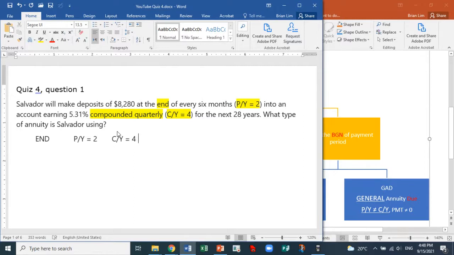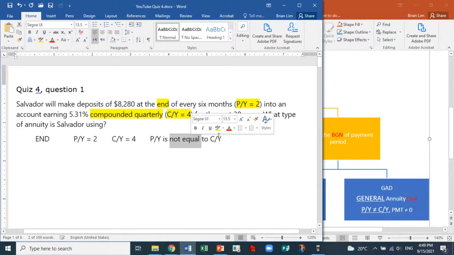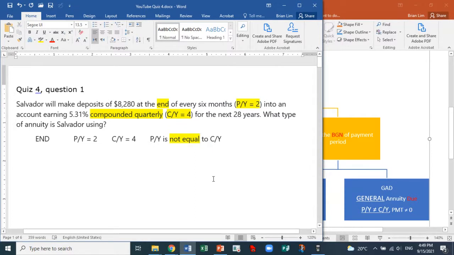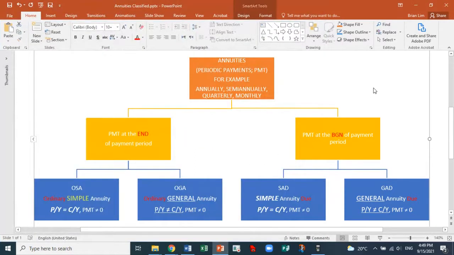So what do we notice? That we notice that PY is not equal to CY. All right, so that is an important bit of information. We will see how we determine what kind of annuity it is. All right, so let's come over here.